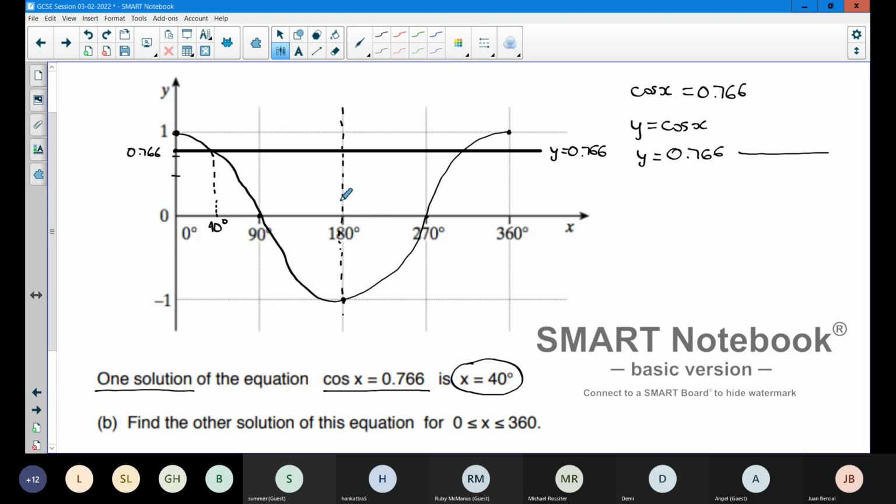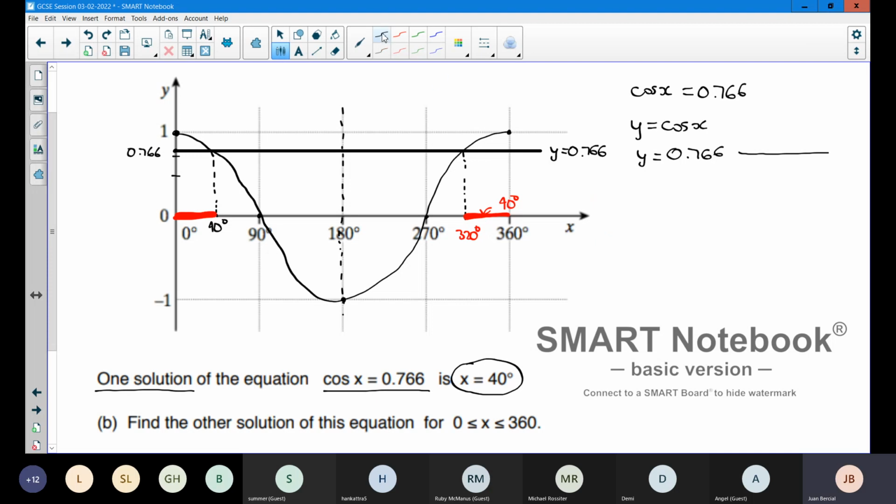So remember that there is a line of symmetry. So I've got this other point here. So if you look at this, we have 40 degrees there. So that means that that length there, because of the symmetry, is going to be 40. So what it means is that this length is also 40 degrees. So because I've got 40 degrees going backwards, this is going to be 320.